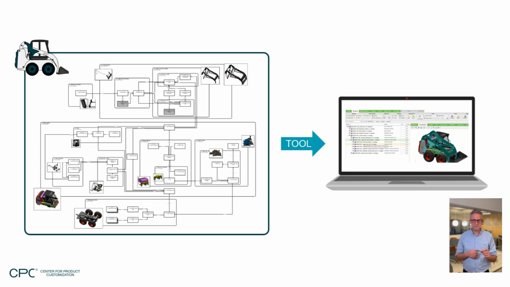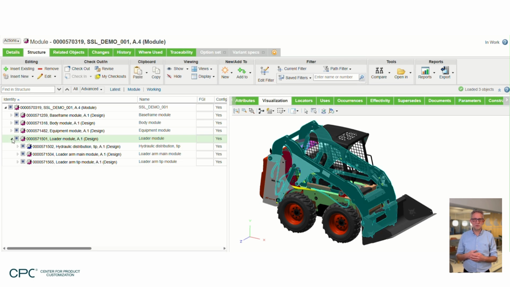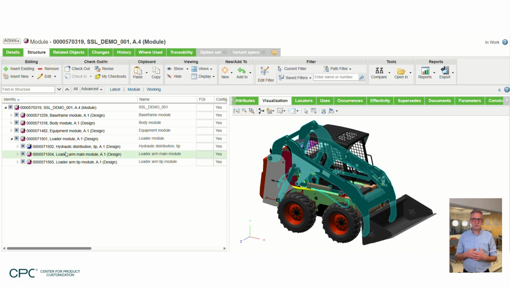Here we have loaded the interface diagram into a PLM system, and we can now find the same structure of modules, submodules, and design units that was defined in the interface diagram schematic. Since PLM is based on a real model, some additional details has been added. Here we see the defined base frame, the body, the equipment, and the loader module. Expanding the loader module, we see the loader arm tip, the loader arm main module, and the hydraulic distribution module.